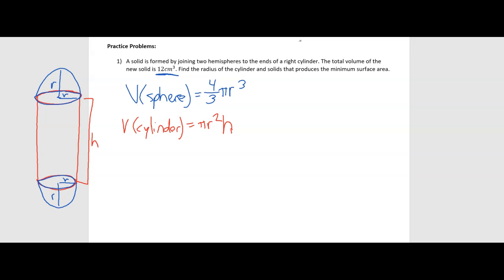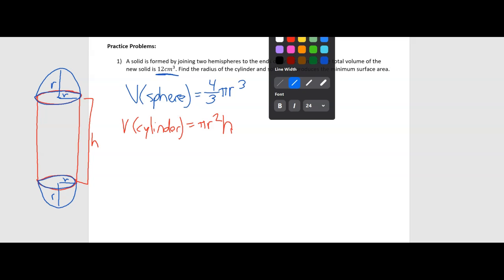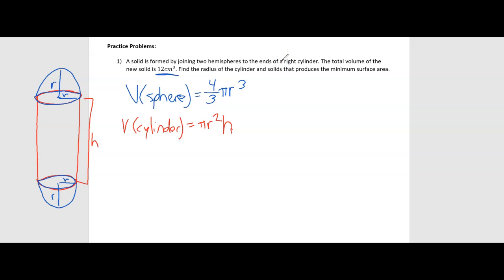So again, if we're trying to find the volume of this entire figure, we would just add these volumes together, right? So the volume of the whole figure is equal to 4/3 pi r cubed plus pi r squared times h. So this is one equation that we're working with. And you know what? Let me actually move this. Wish I had more space to do this problem, but it's okay. Let me move this down here below.